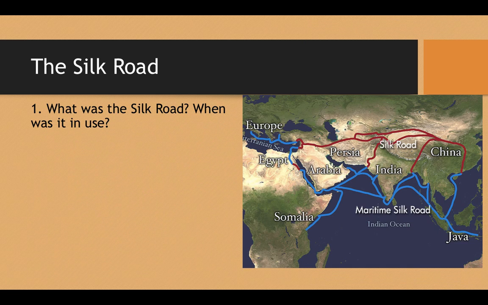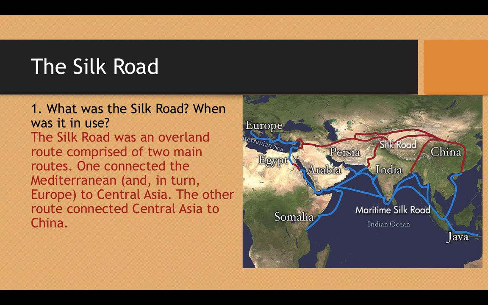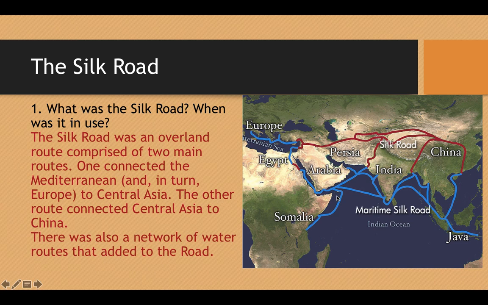One of the most impactful parts of ancient China that really stretched to the rest of the Eastern Hemisphere during the ancient world and into the Middle Ages was the Silk Road. So the Silk Road was an overland route that was comprised of two main routes. One of them connected the Mediterranean, right here, and in turn Europe, to Central Asia. And the other one connected Central Asia to China. So you see this thing stretching thousands and thousands of miles across basically half of the globe. There was also a network of water routes that was added to the road.